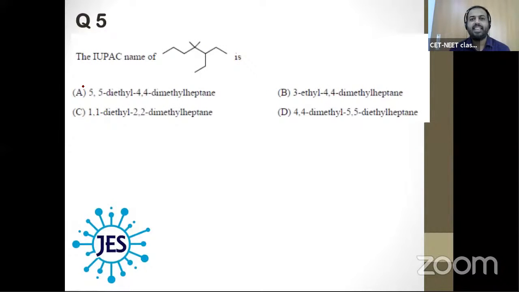The IUPAC name of this compound, it's a branched hydrocarbon, alkane. What will be the IUPAC name of this? Send in the chat response. Let me see. Please type the question number and then send the answer. Looks complicated, but if you follow the rules meticulously, it becomes easy.